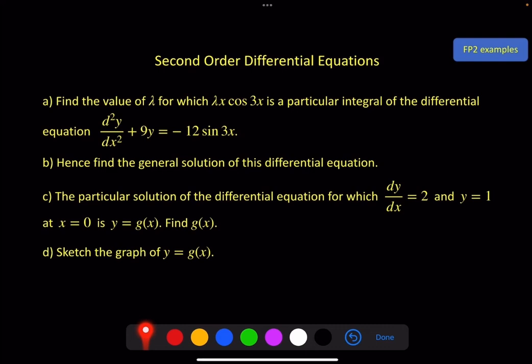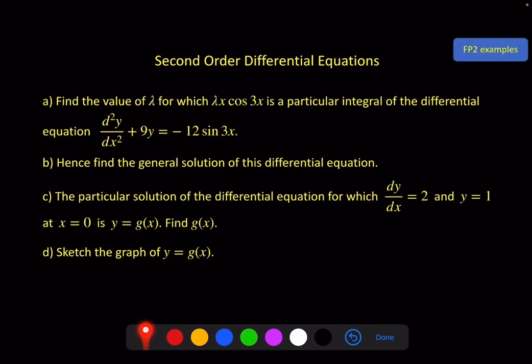For example, if we jump down to part C here, you can see we're given the derivative is equal to 2 and y is equal to 1 at x equals 0. That is 2 pairs of information because it's saying that both of these are true when x equals 0. So the first pair is y equals 1 and x equals 0, and the second pair is dy by dx equals 2 when x equals 0.